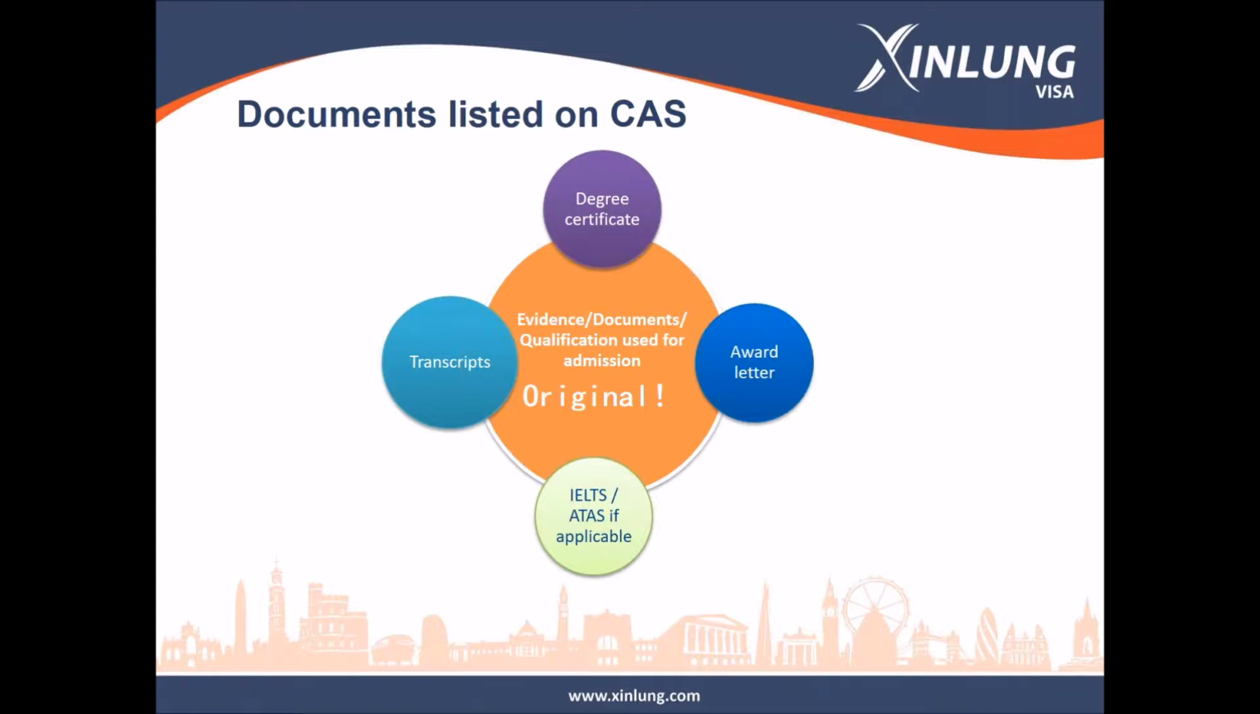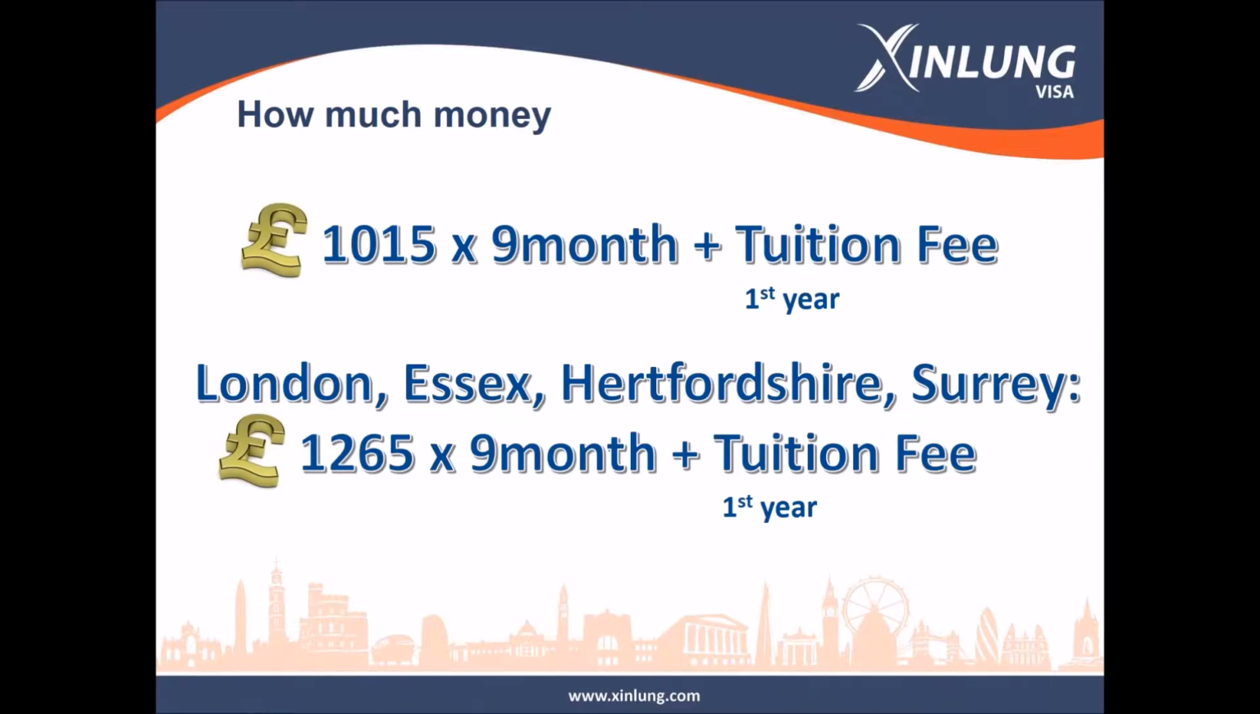Okay, so we've examined the CAS itself. We also talked about the documents listed on the CAS. Now we come to the most important part of the Tier 4 student visa application: money. So we need to understand how much money the Home Office requires us to have and what kind of documents we need to provide to prove that we have this amount of money.